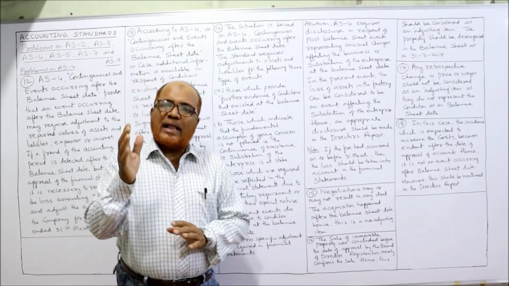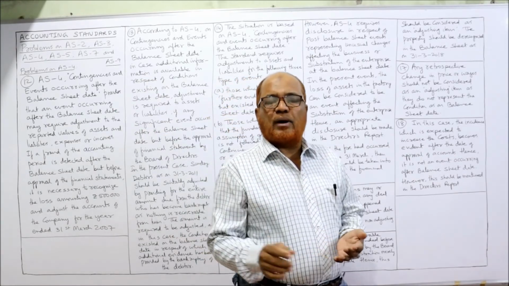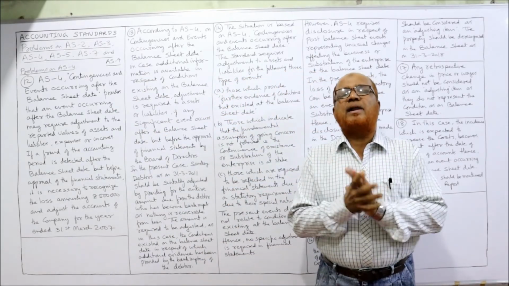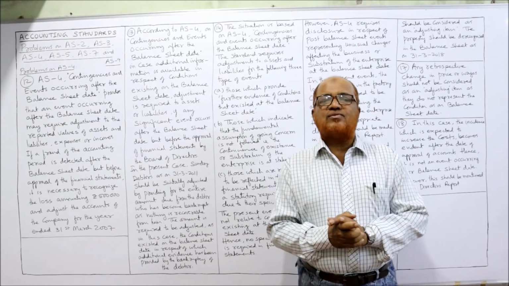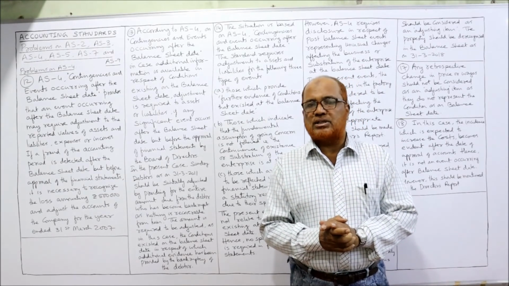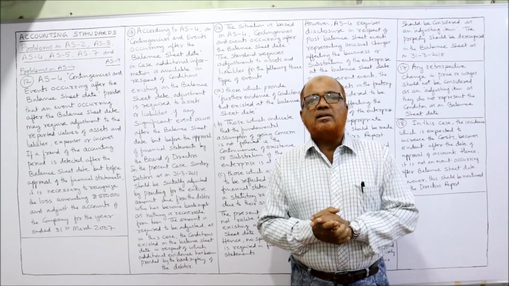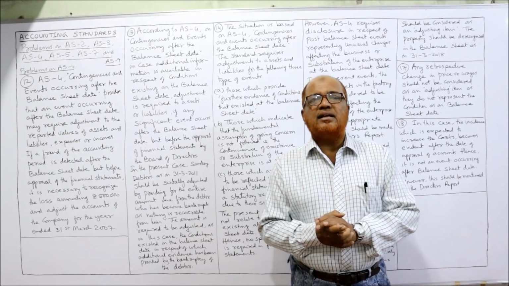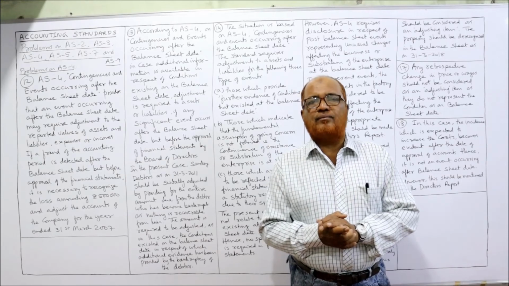That's all. So the 12th to 18th problems I have completed in this video, explaining the provisions of AS4, contingencies and events occurring after the balance sheet date. In the next video, I'll start the next accounting standard, that is AS5.